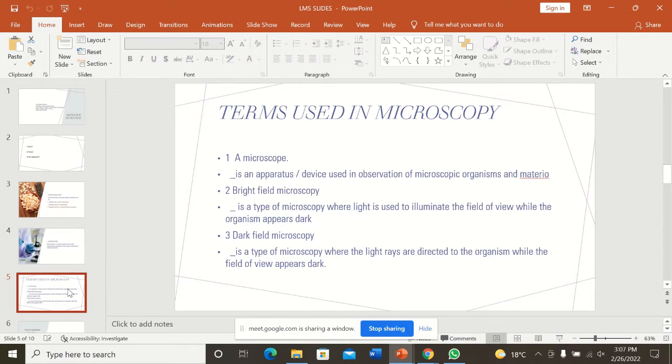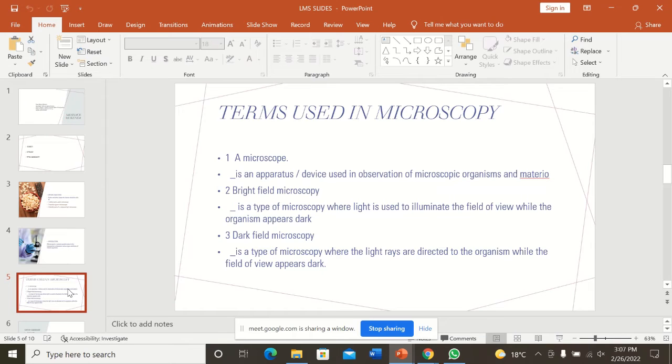Next, we are going to define the terms used in microscopy. And the first term is a microscope. Mr. Aruba, can you tell us what is a microscope? That is perfect. It is an apparatus or a device used in observation of microscopic organisms and materials in a lab. Another term is bright field microscopy.